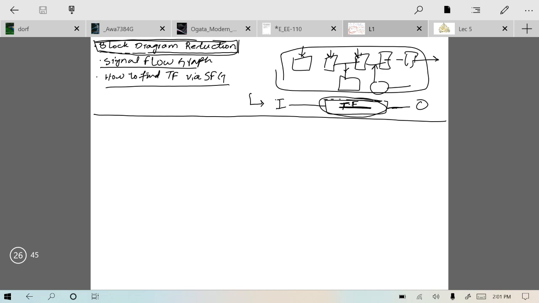Okay, let me draw it. You have R of S as an input signal and you have a summing block over here. This is plus, this is minus. I have a book with me. Here we have a G1 block. Here we have another summing point. This signal is adding up. And we have another block G2. Then we have another summing block.